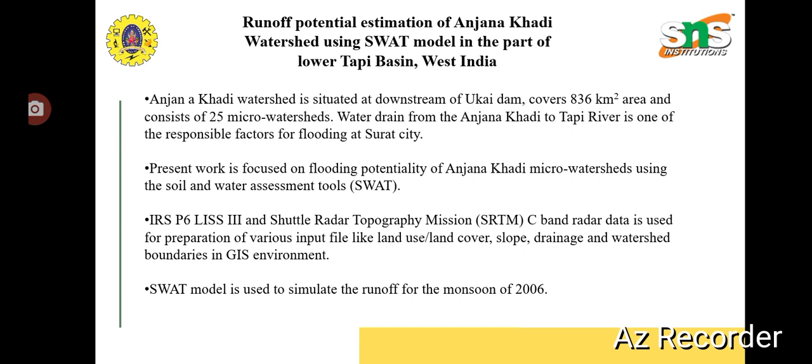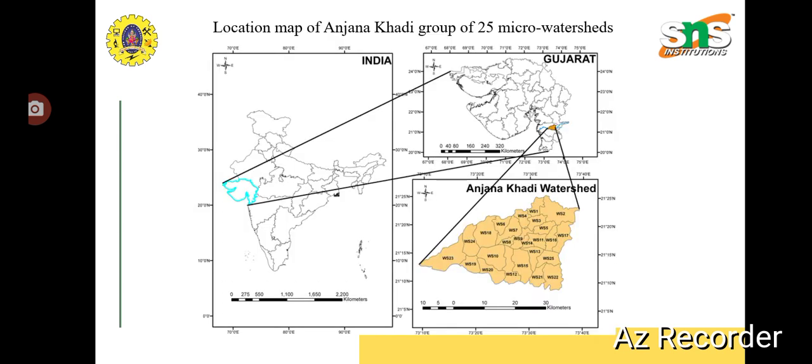remote sensing images and radar data for the preparation of various input files like land use, land cover, slope, drainage, and watershed boundaries in a GIS environment. The SWAT model is used to simulate the runoff for the monsoon of 2006, and daily, weekly, monthly, and annual runoffs are estimated for each micro watershed. The results show that micro watershed 22 has maximum flood potential, while watershed 25 has the least flood potential. This is the location map of the Anjana Kadi, the group of 25 micro watersheds. It is located in the Gujarat part.